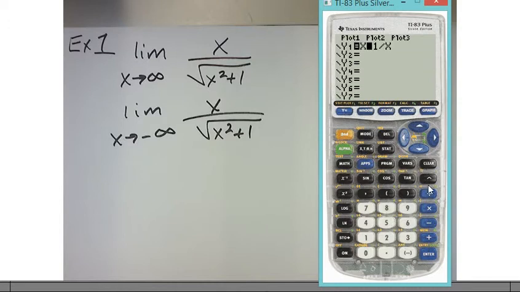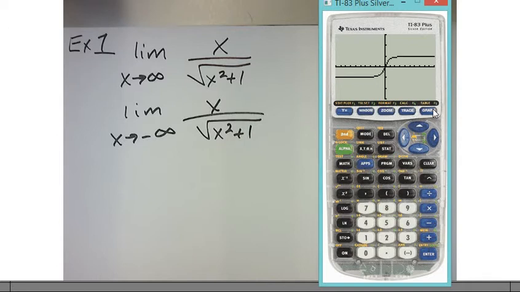So I'm going to say x divided by x squared. Oh, we got to do the square root thing, right? Square root x squared plus 1. Do I have enough parentheses? Yes, sir. Interesting.